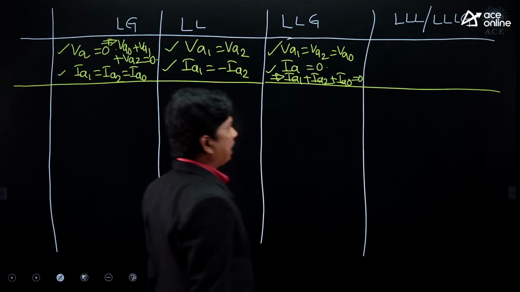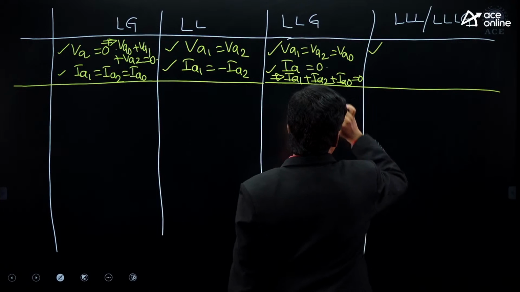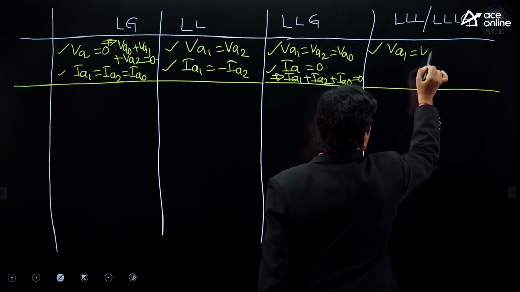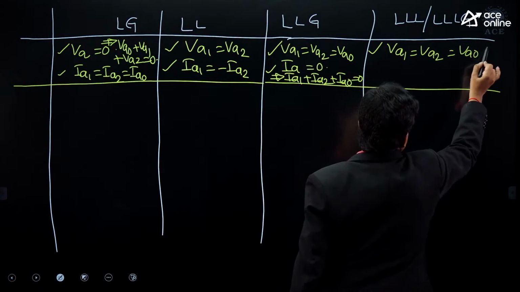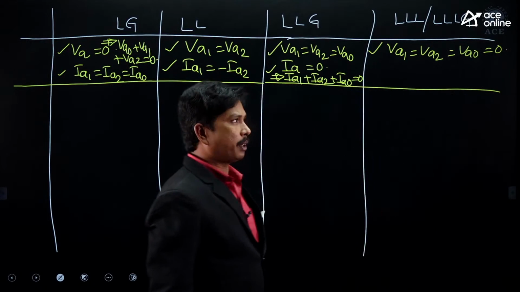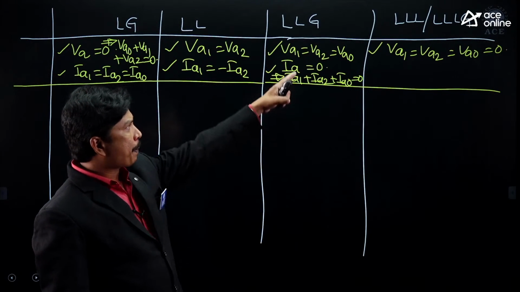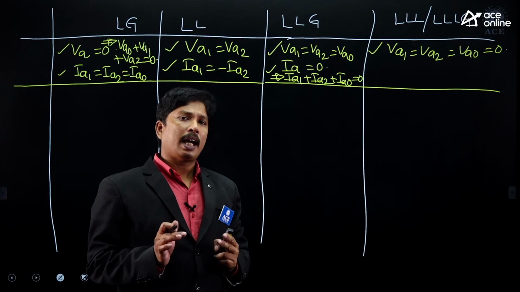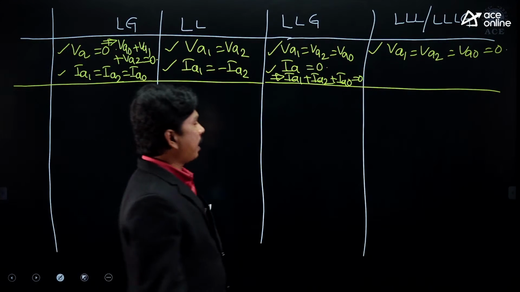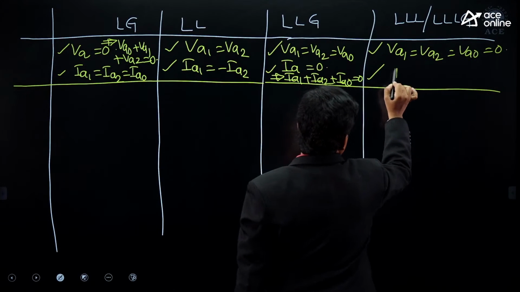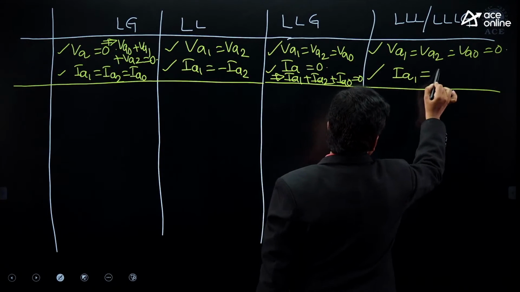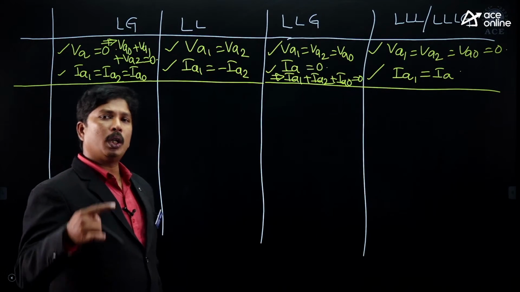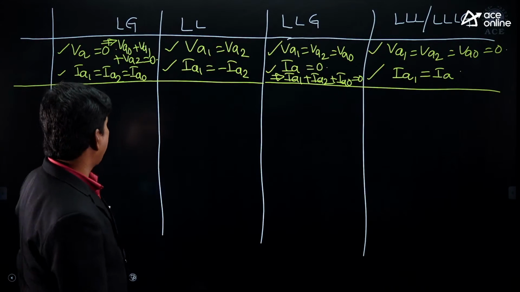And in case of triple L or triple LG fault, remember the most important condition, all the voltages are equal and 0. VA1 is equivalent to VA2 is equivalent to VA naught is equivalent to 0. All are exactly equivalent to 0. And triple L fault or triple LG fault is a balanced fault. So in that case, we don't have negative sequence currents and zero sequence currents, and we are having only the positive sequence current, which is IA1. We can say it is the phase A current IA, where IA2 and IA naught are equivalent to 0.